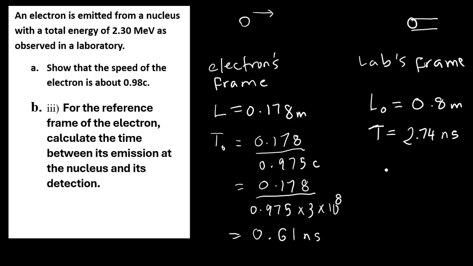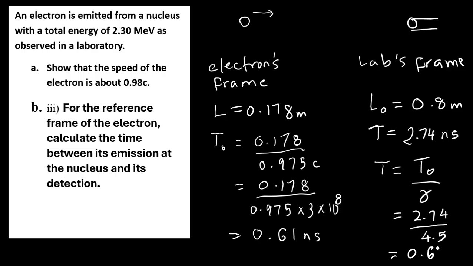So since in the electron's frame the clock travels slower, we will need to get the time using the Lorentz factor. So we divide 2.74 nanoseconds by 4.5. When we do this, we arrive at the same answer of 0.61 nanoseconds. So you had two approaches to that question.